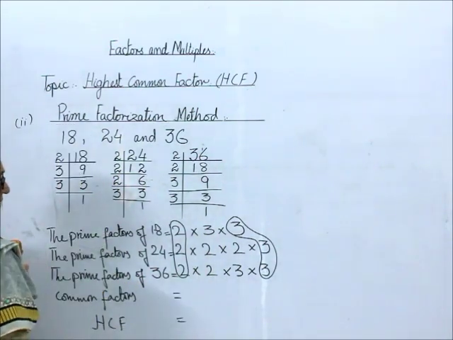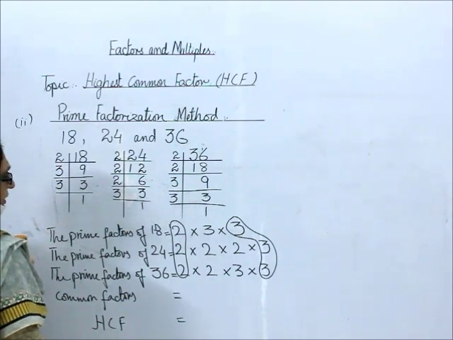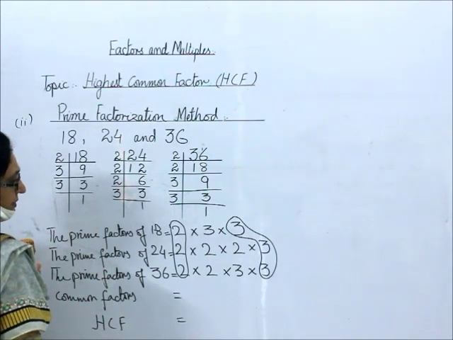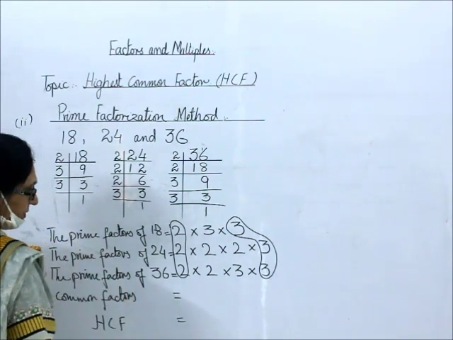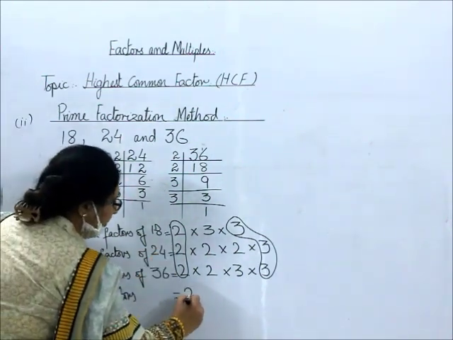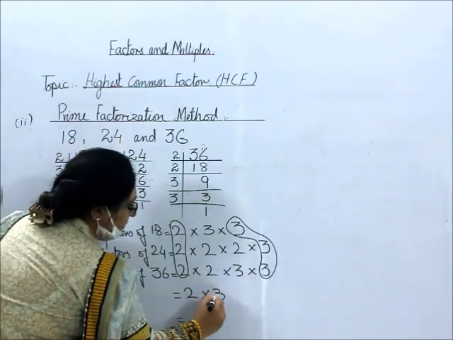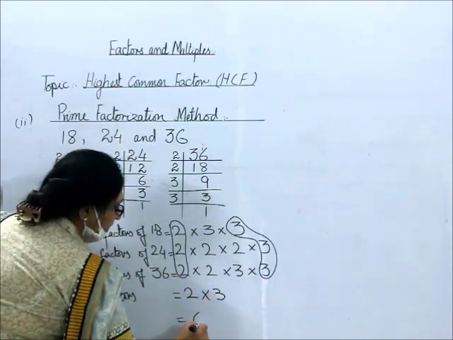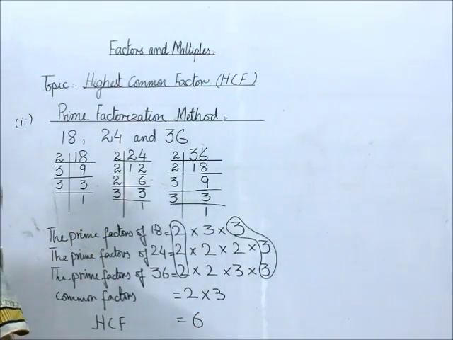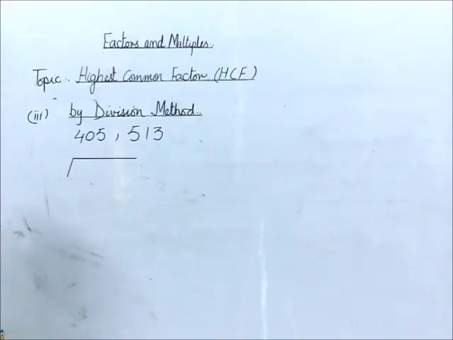So the common factors of 18, 24 and 36 for HCF are only those that are present in all the 3 sets. So I am writing the common factors: 2 multiplied by this 3. So 2 multiplied by 3 is 6, and 6 is the highest common factor of 18, 24 and 36.